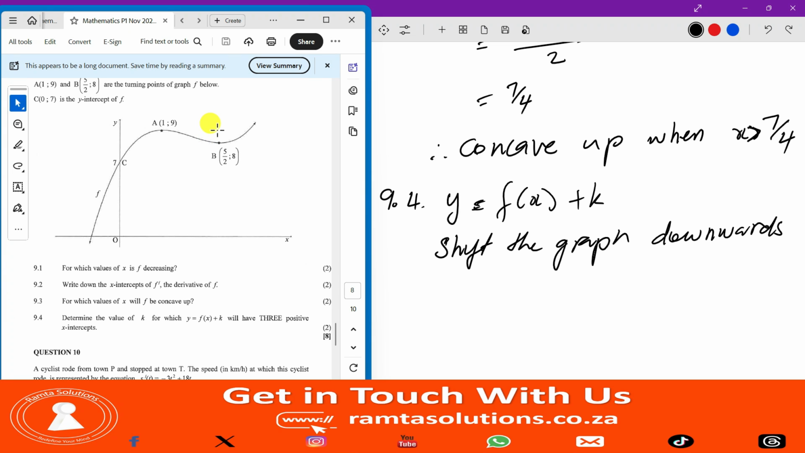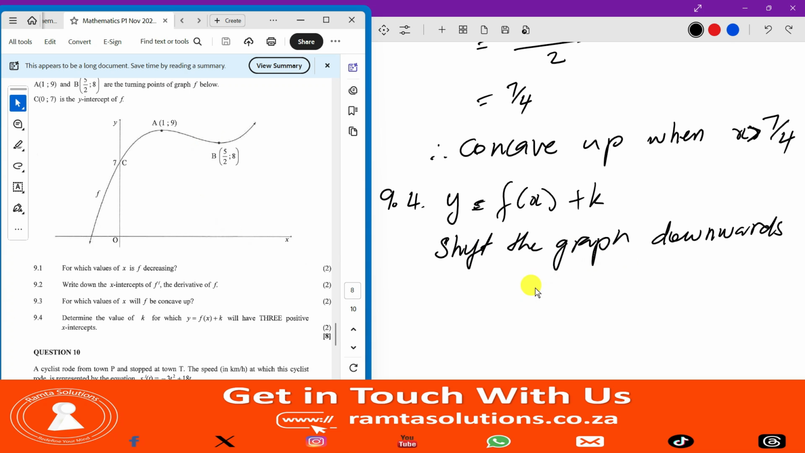So in order for this to really work, we must try to shift this. Do not shift it 8 units down. If you shift it 8 units down, this point will be at the x-axis. So try to shift it 9 units down. At most it should be 9 units down.